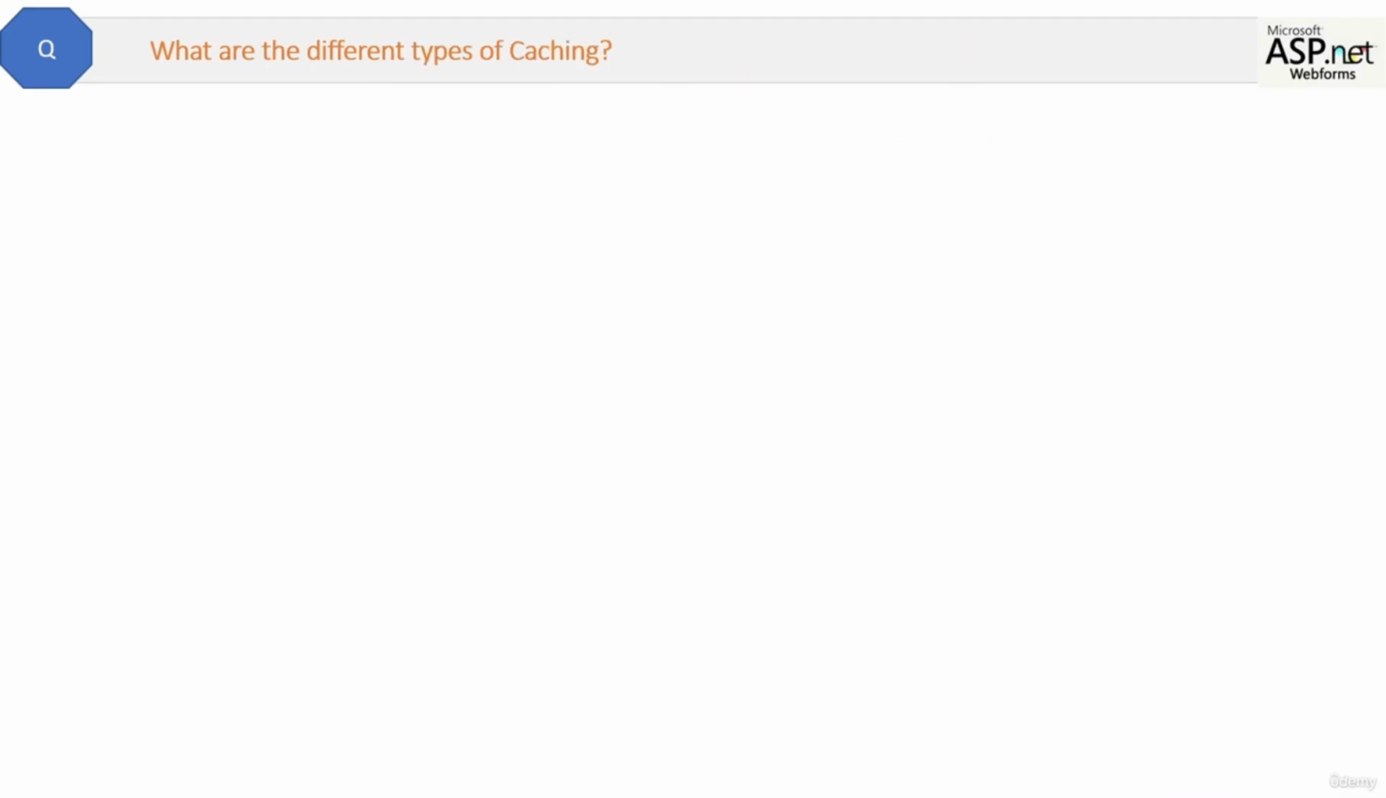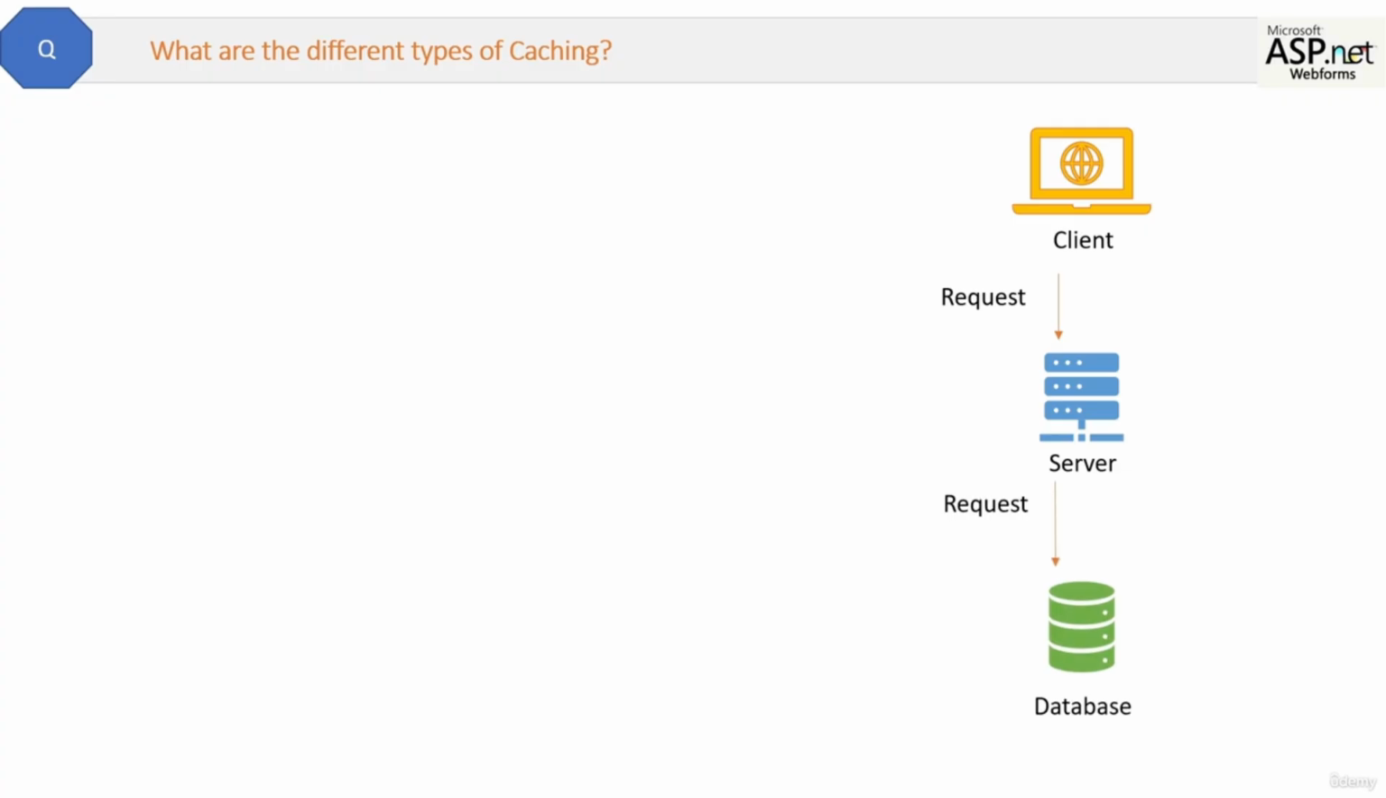What are the different types of caching? Let's first quickly revise caching here, okay? The client will request the data from the server, and then the server will request this data from the database. Then the database sends back the response to the server, and then the server will send the data to the client. This is the normal process, okay?